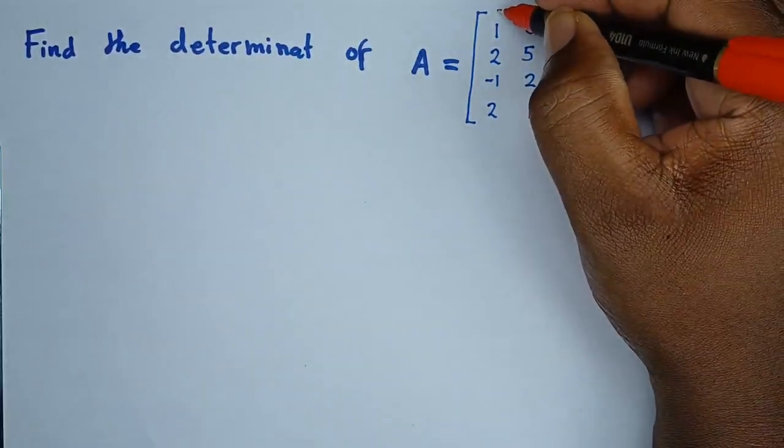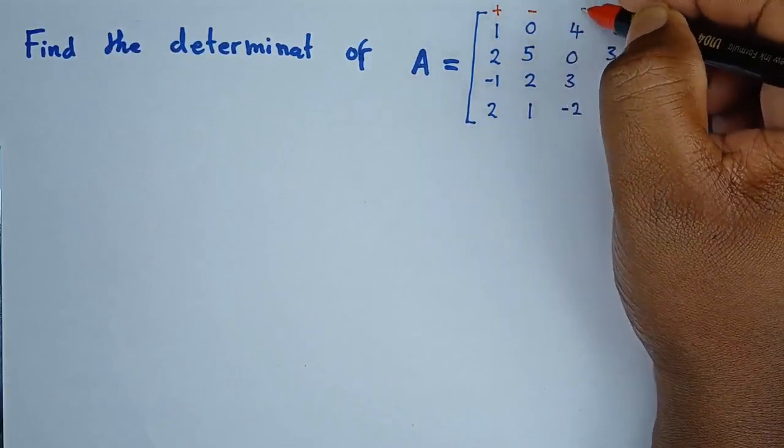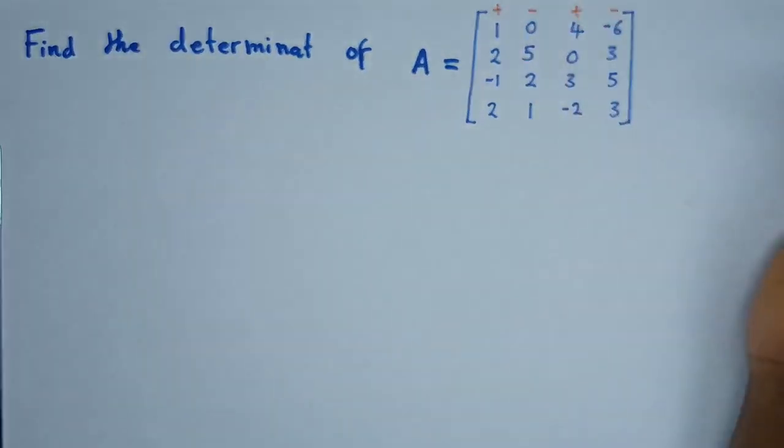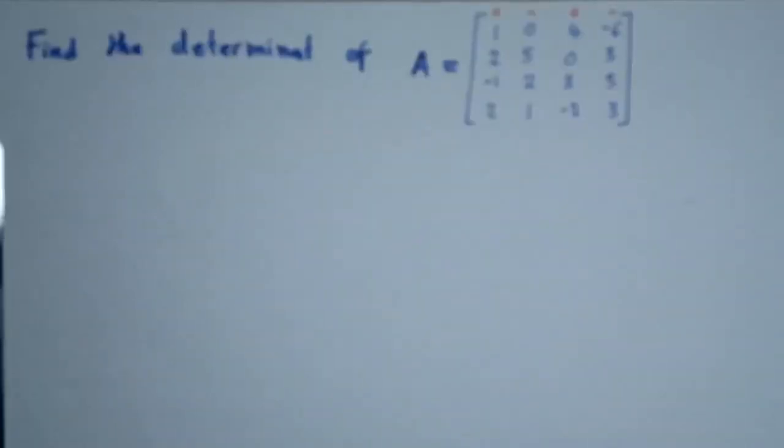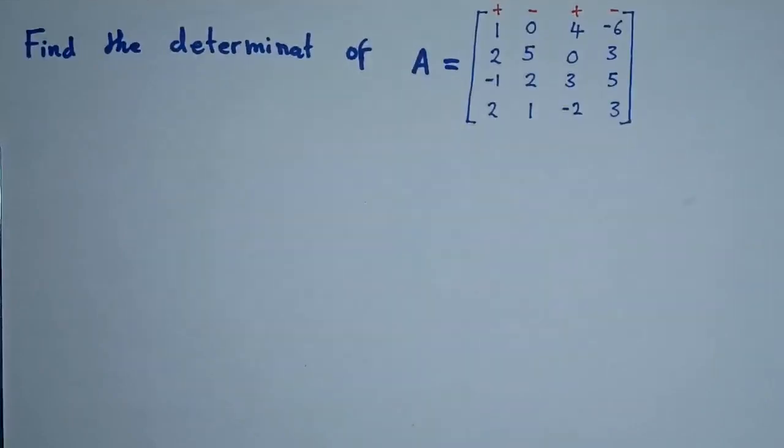row we need to set up alternating signs like this, and that's what we'll be using as we try to find the determinant. Okay, so using the first row, we're going to be picking the value of the first row, then alternating the sign, then we should be finding the determinants of 3 by 3 matrices. Okay, so let's just go ahead so that you can see what I'm talking about.